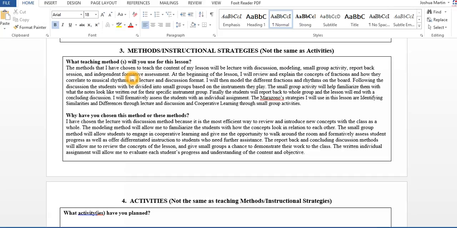The modeling method is going to teach them and help familiarize them with how these concepts look in relation to each other. And the small group method will show students engaging in cooperative learning and give me the opportunity for formative assessment. Then the concluding discussion method is going to help me wrap everything up. And then the written individual assessment will allow me to evaluate each student's progress and their understanding of the concepts and the content. It'll help me know what I need to revisit during our next class period and when we can continue on to further modules.